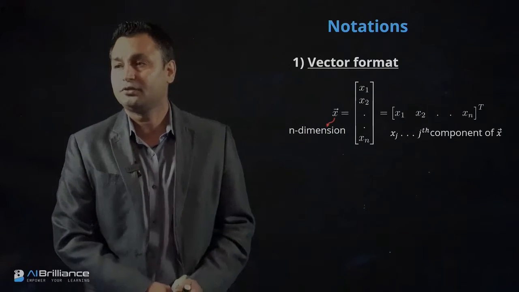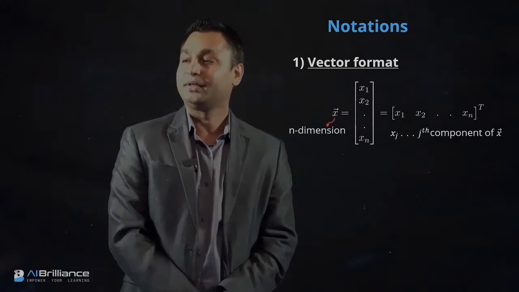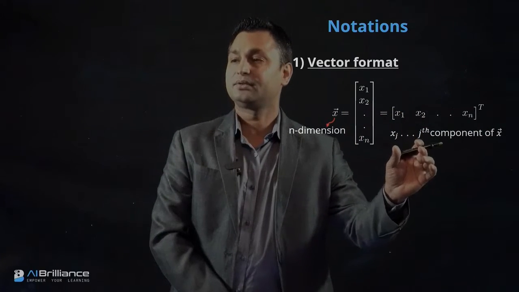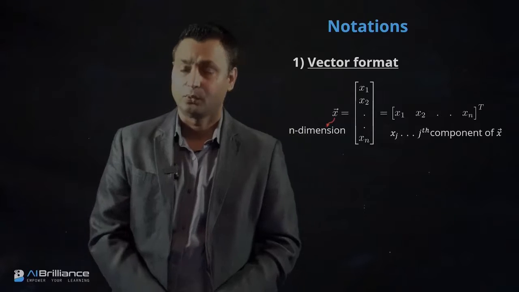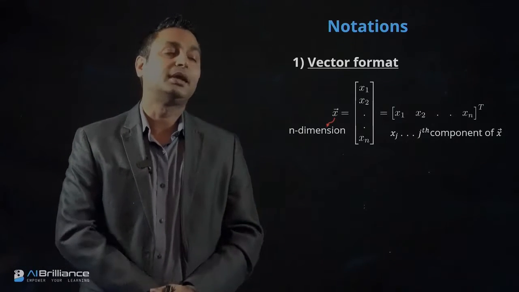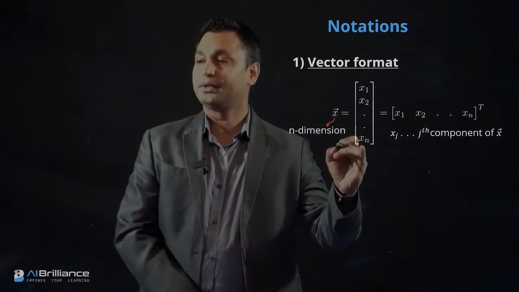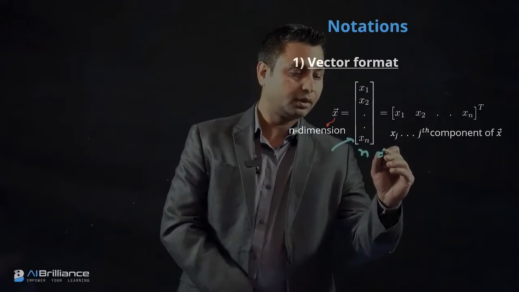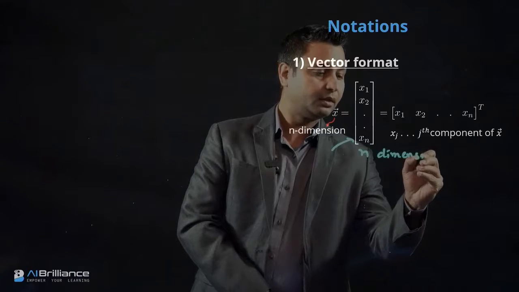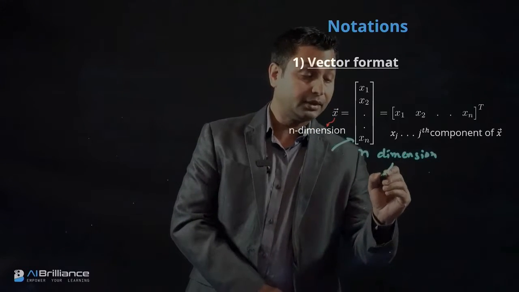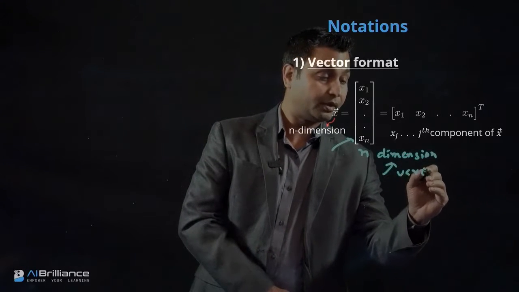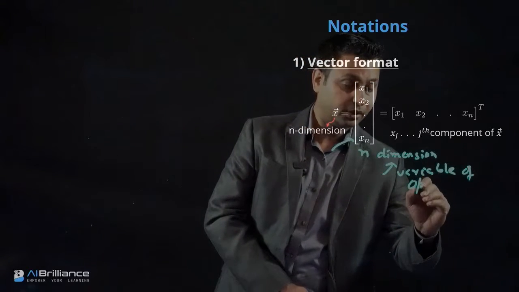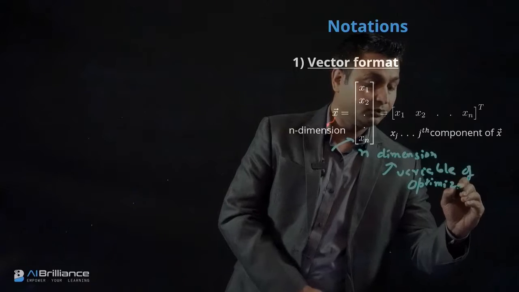So first, in vector format, you have obviously vector x, which is n dimensional, or you can take a transpose, where xj is the jth component of the vector. Typically your optimization vector is going to be an n-dimensional vector. This is the variable of the problem that you are trying to optimize for, and that is typically denoted by this x vector in the optimization framework.